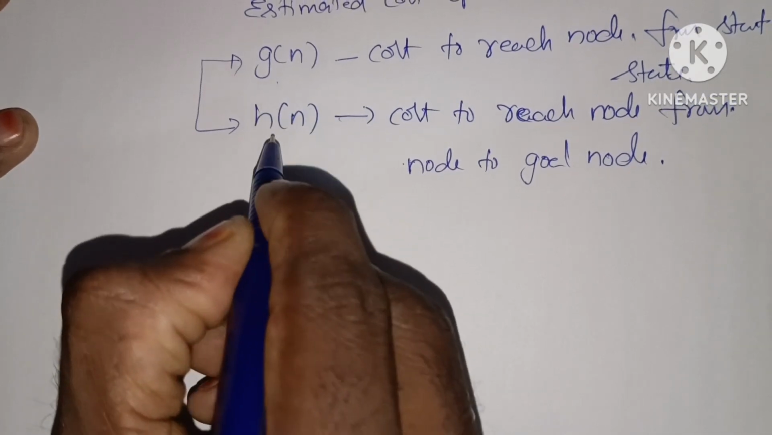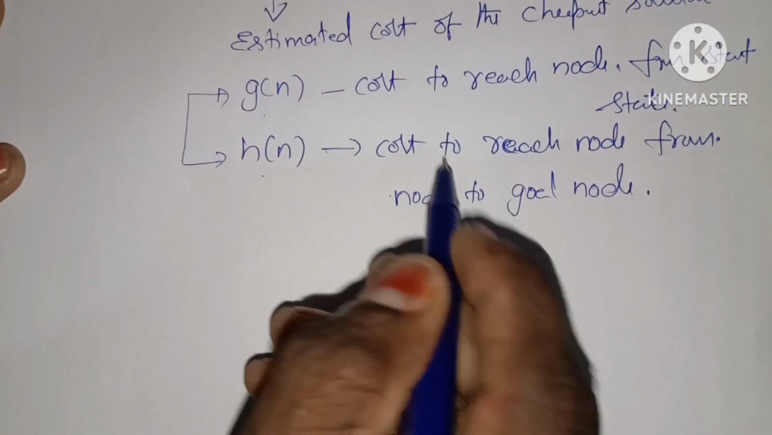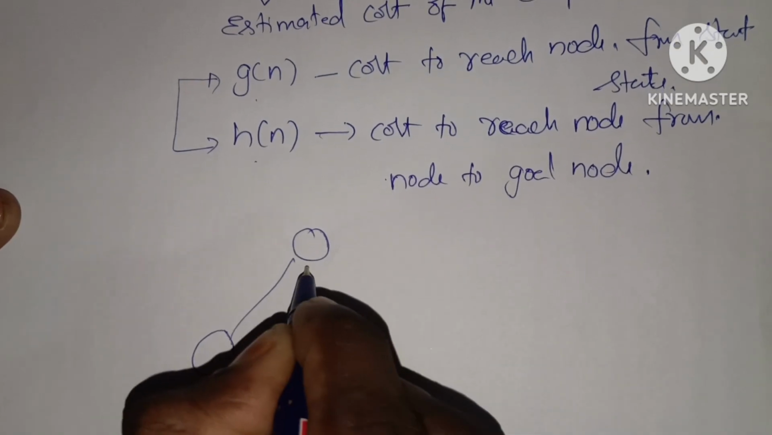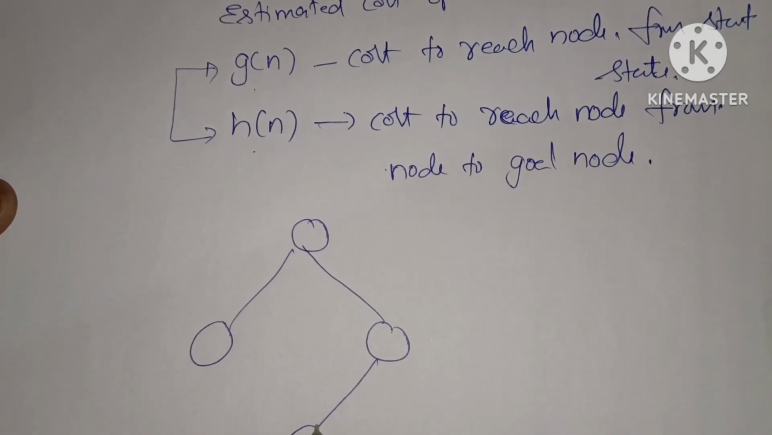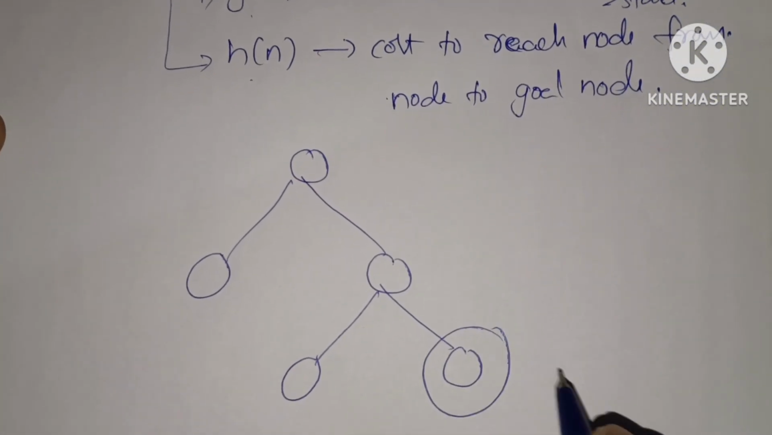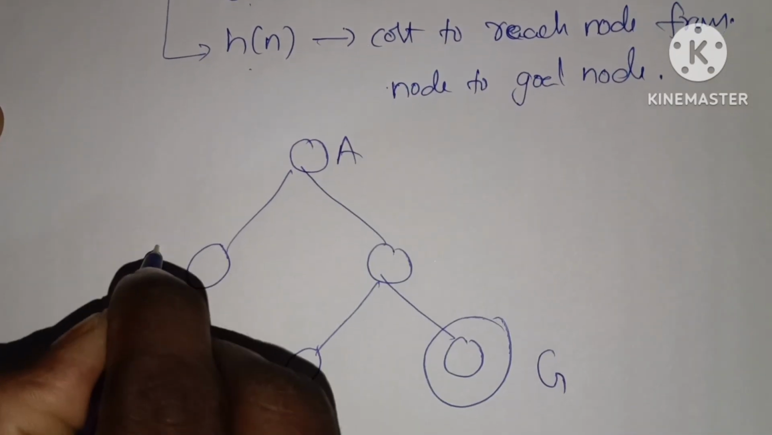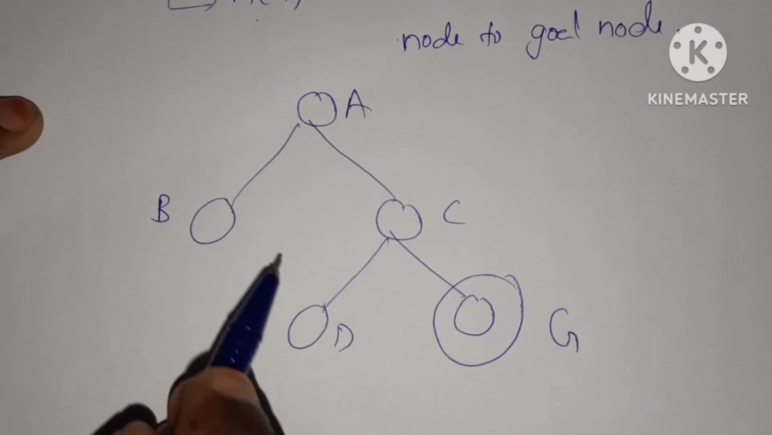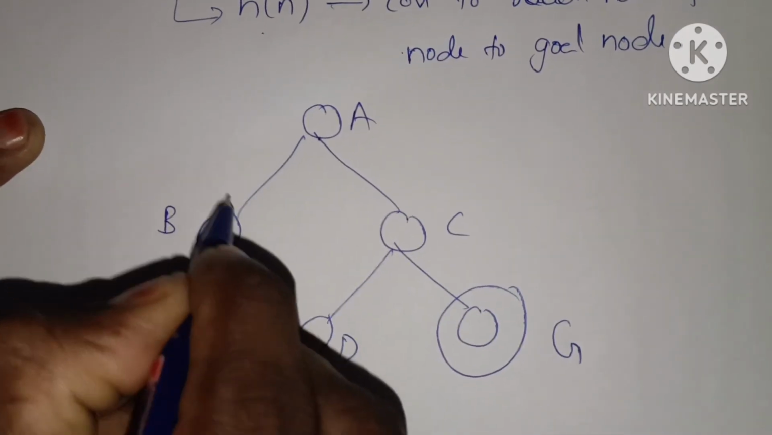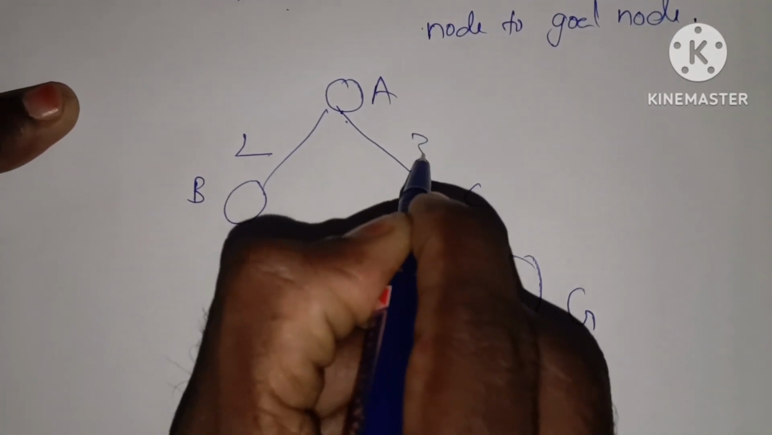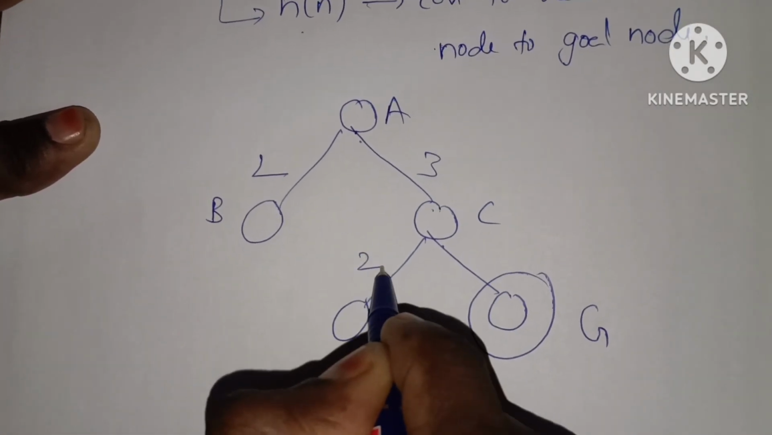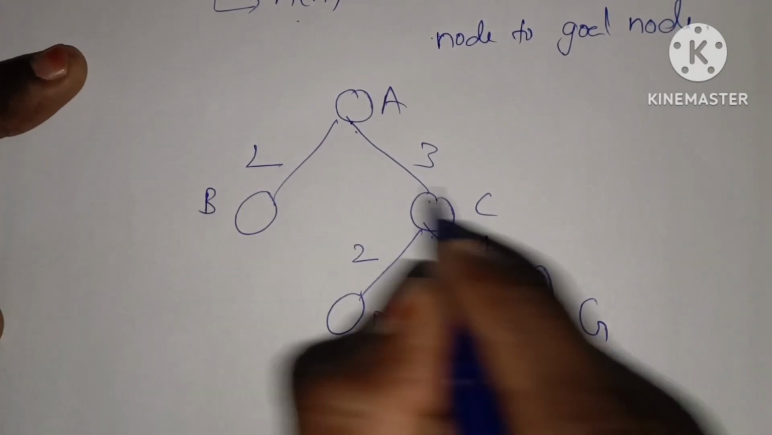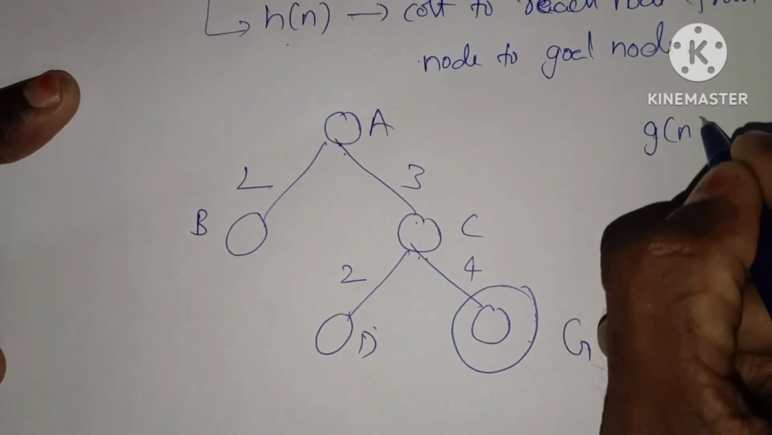Sir, we have some confusion. Are g of n and h of n both the same, similar? No. Let me show an example. For example, this is a diagrammatic representation. Here G is the goal node. A, B, C, D are different intermediate nodes. So here, for example, A to B is 2, A to C is 3, C to D is 2, C to G is 4. Is it clear? So these are g of n.